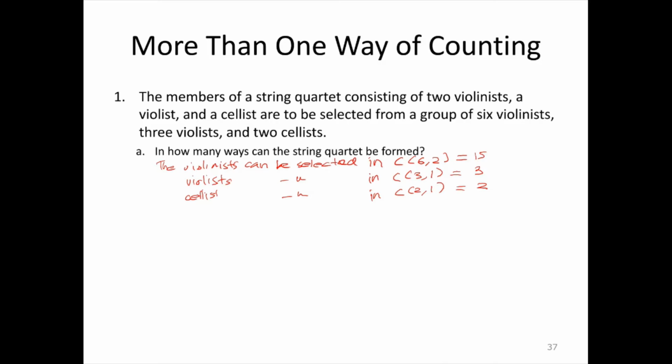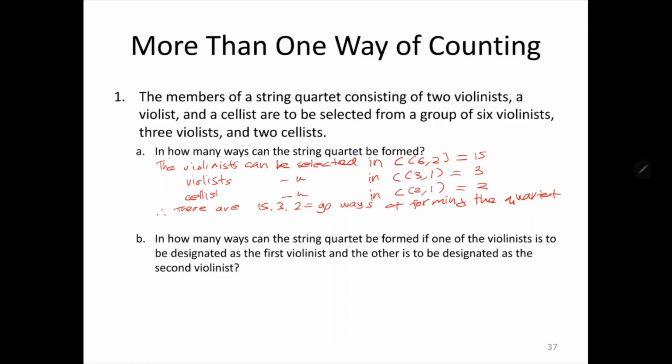And what about forming the string quartet? Of course, we have 3 tasks here. First, you choose the violinists. Second task, choose the violist. And then the last task is choose the cellist. So we can use the multiplication principle. So altogether, there are 15 times 3 times 2, which is equal to 90 ways of forming the quartet. Okay? All right.